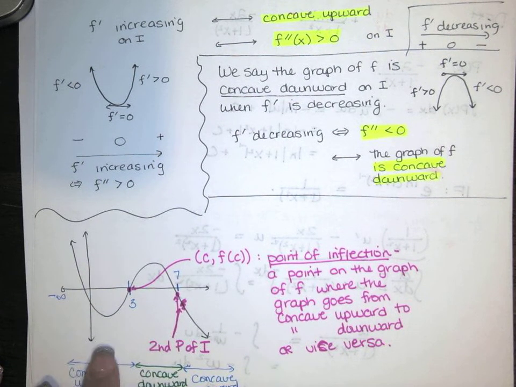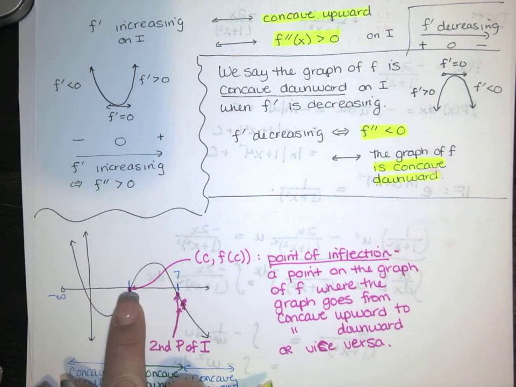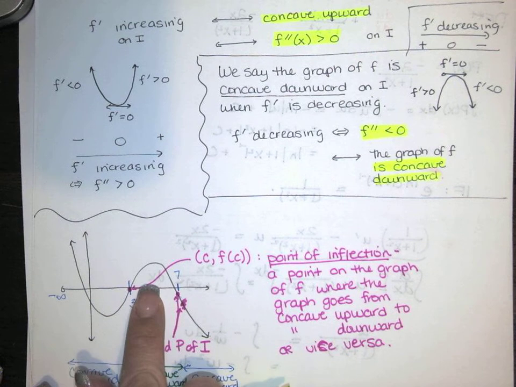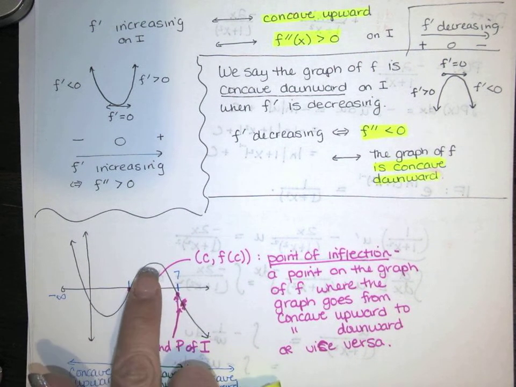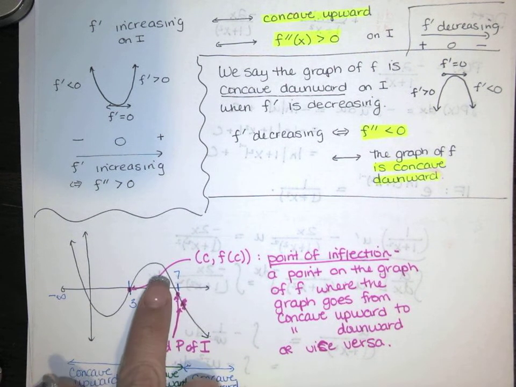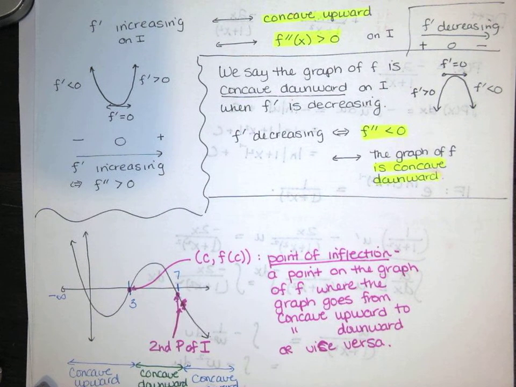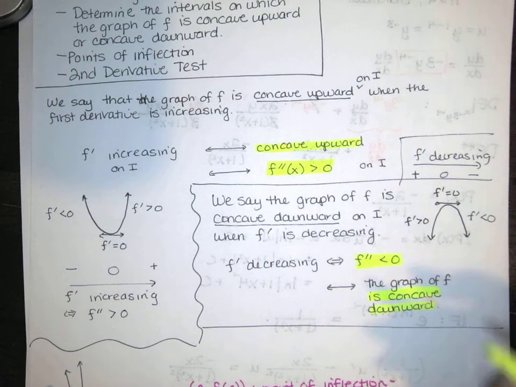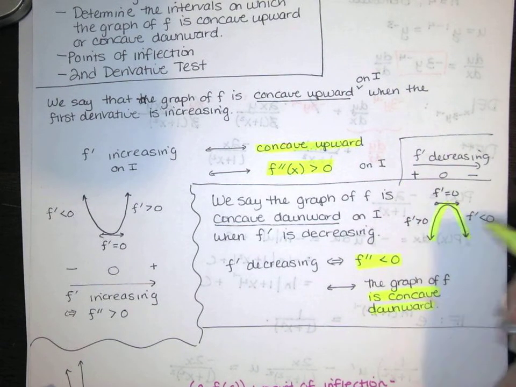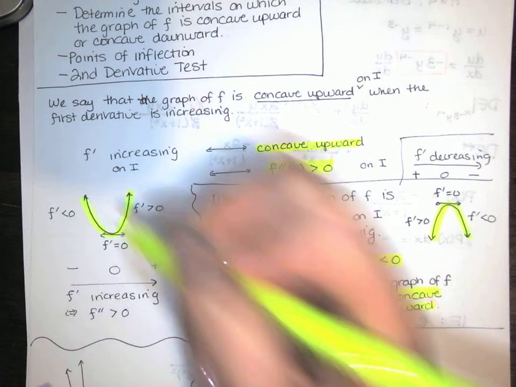Where it's positive over here, the second derivative is 0 there, and where it's concave down, the second derivative is negative. So the second derivative goes from positive to 0 to negative, and then the second derivative will be 0 again, and then it'll go back to positive over here. Okay, so concave downward looks like a cup facing down, and concave upward looks like a cup facing up.